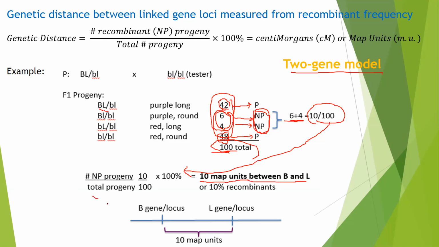So if you draw a diagram here, this is one chromosome, and this is the B gene, and this is the L gene, and the distance between them should be 10 map units. So this is how we do the calculation. Very important. Again, very important. So I hope everyone knows how to do the calculation, because this will be something on your quiz and also on the second midterm.